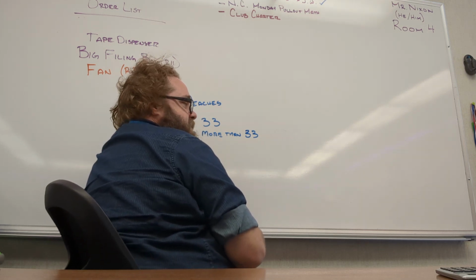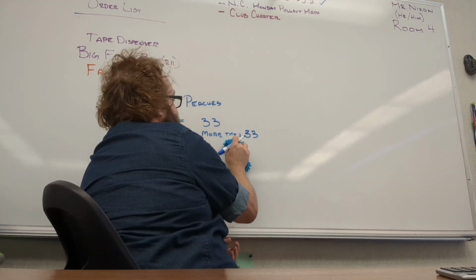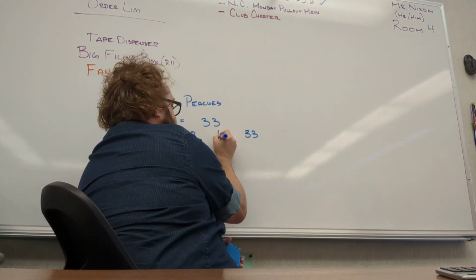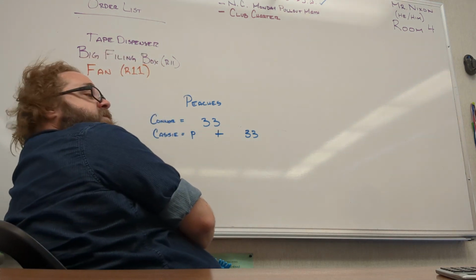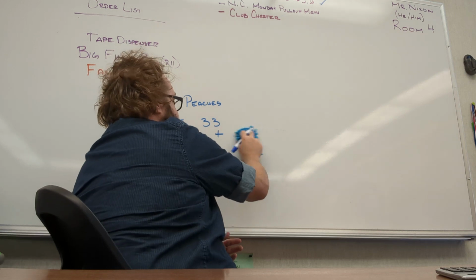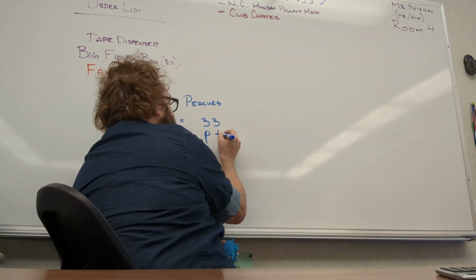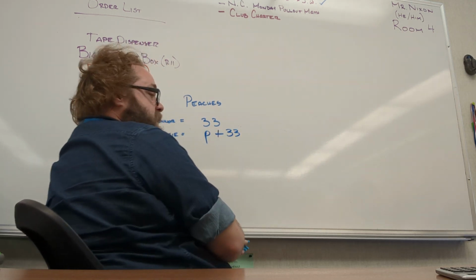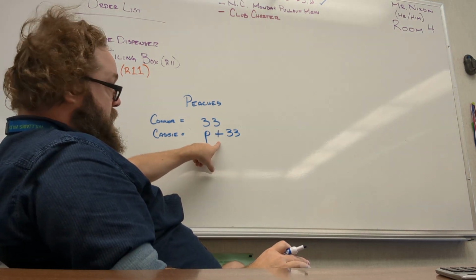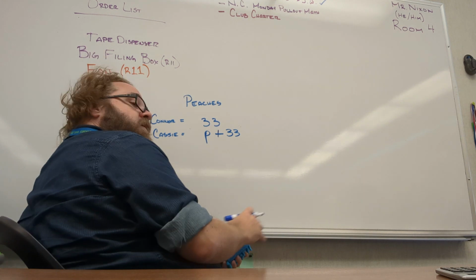Is that subtraction or addition? Addition, yes. Good job. There's addition with a lot of them now. So it's going to be P plus 33, right? That would be the way to solve that. So what you could do is move these a little closer together and say P plus 33. So Connor sold P, and Cassie sold P plus 33. Okay, so let's keep reading.